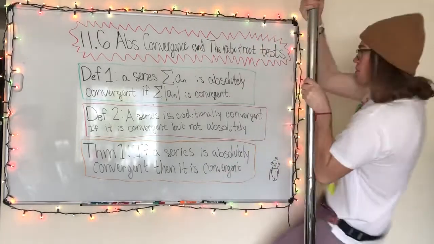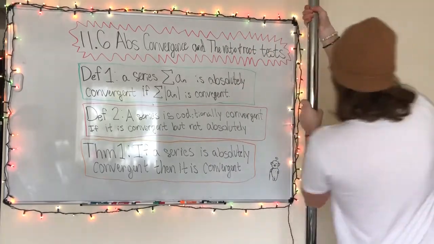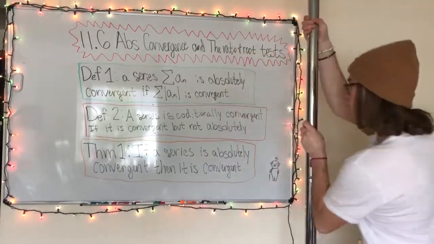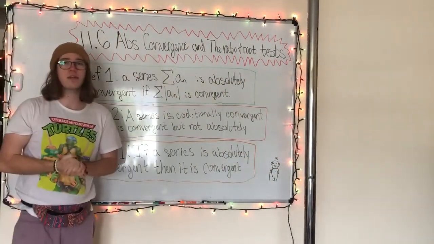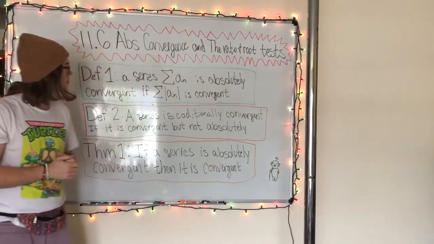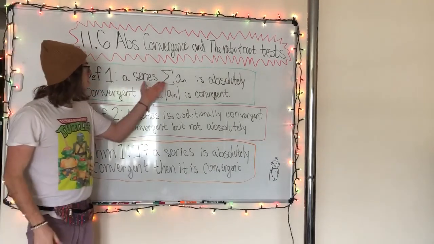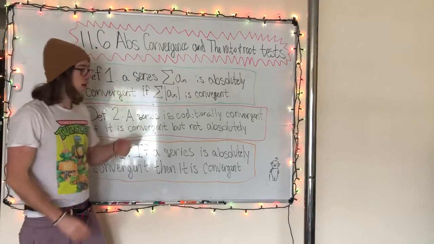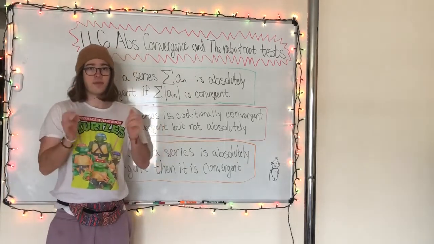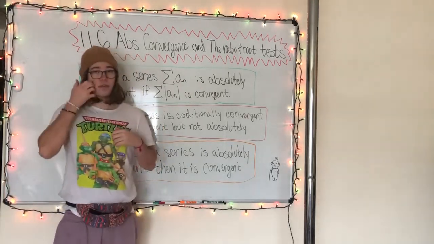For today's video, we will be covering section 11.6, absolute convergence and the root and ratio tests. So, we start with two definitions and a theorem, and this will help motivate the rest of the video. Definition 1: a series, the sum of a sub n, is absolutely convergent if the sum of the absolute value of a sub n is convergent.